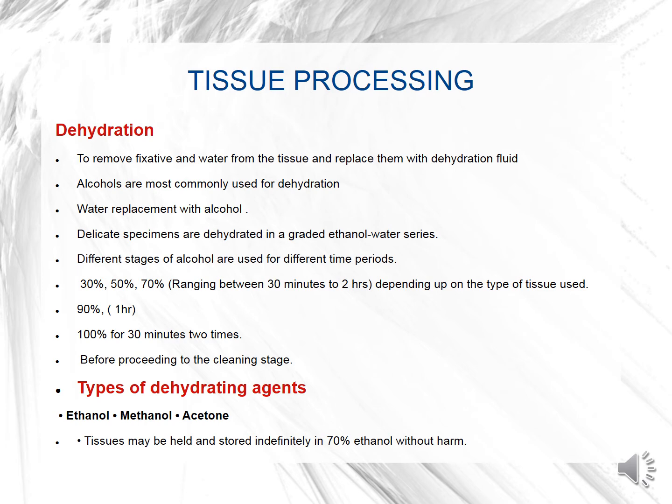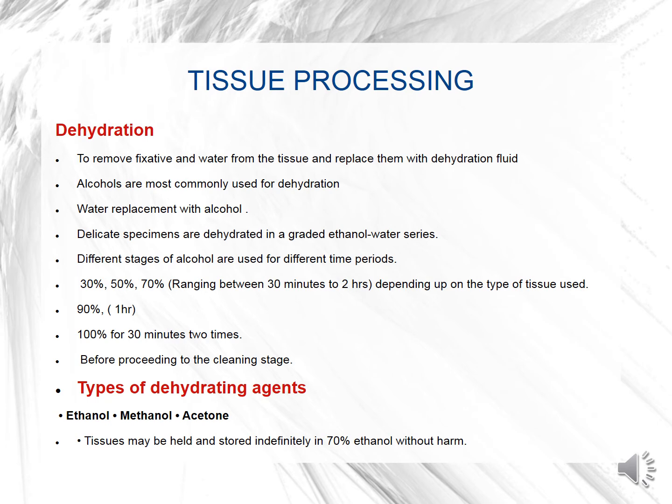Now coming to dehydration. Why is dehydration done? Dehydration is the removal of water from aqueous fixed tissue. Since most fixatives are aqueous, this step is necessary to prepare the tissue for embedding in a non-aqueous medium like paraffin. In this step, the alcohol penetrates into the tissue quickly and water is replaced by alcohol. Alcohol is the most commonly used agent for dehydration.